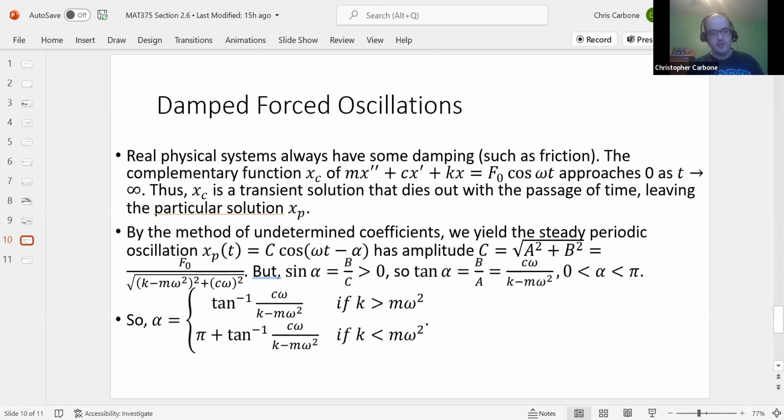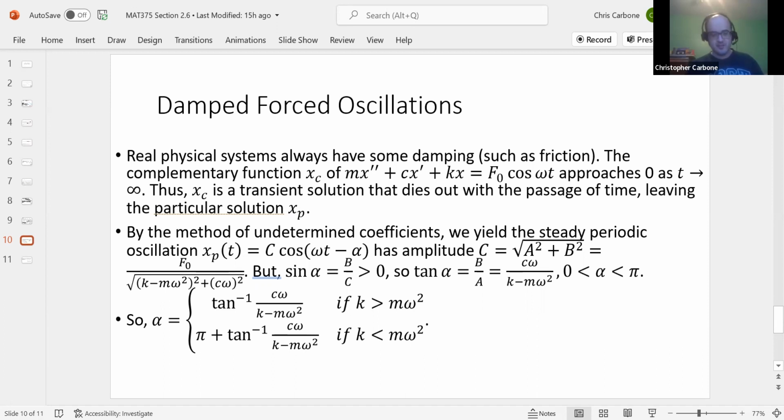So, by the method of undetermined coefficients, we yield the steady periodic oscillation x sub p of t is equal to c times the cosine of omega t minus alpha, which has amplitude c equal to the square root of a squared plus b squared, that being f sub 0 divided by the square root of (k minus m omega squared) squared plus (c omega) squared.